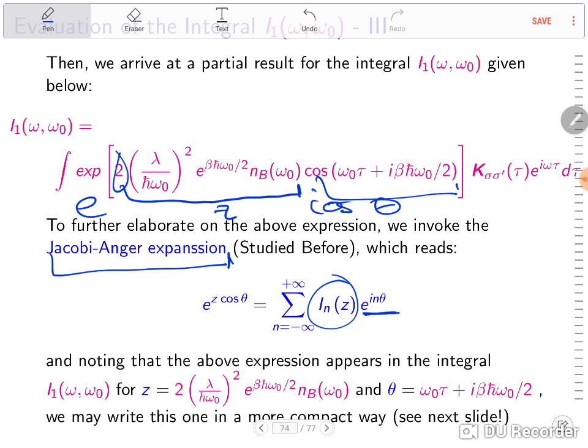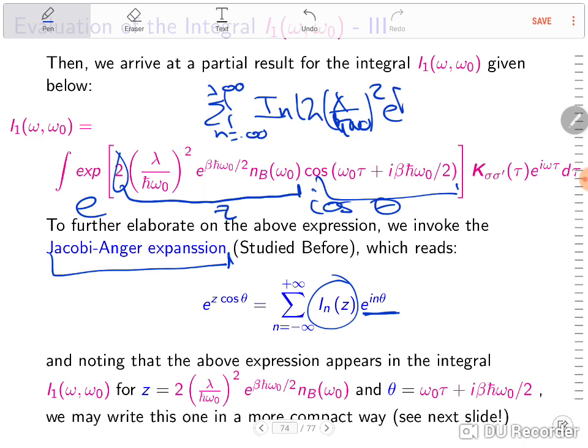So this is just equal to the summation from minus infinity to plus infinity of this generalized Bessel function of z. Let's write it down explicitly: the generalized Bessel function of 2 lambda divided by h bar omega 0, all squared, e to the beta h bar omega 0 over 2 times the Bose function of omega 0. We know that all of this is z, so we're just writing z instead of all that.